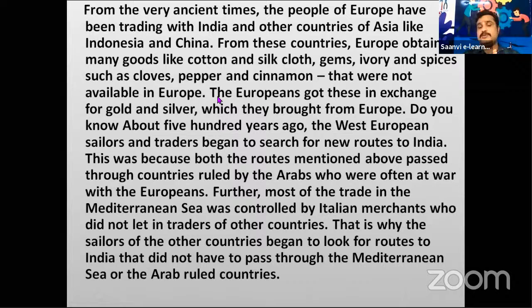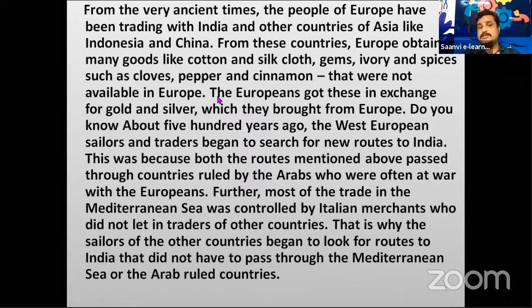Arabs and Europeans were always at war, because when the Europeans tried to explore some areas, they were not encouraged. They had some quarrels among them. Further, most of the trade in the Mediterranean Sea, the main sea route, was controlled by Italian merchants who did not let in traders of other countries.